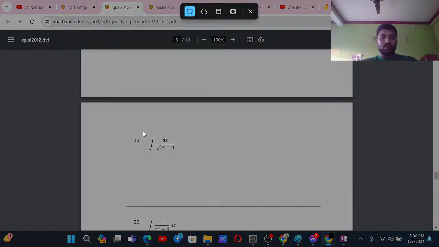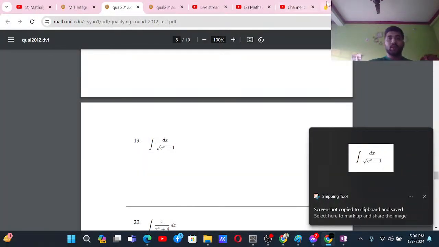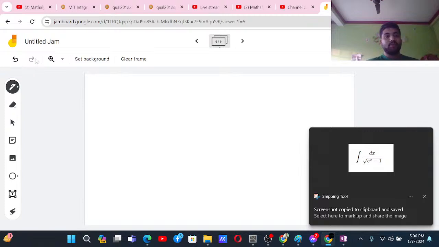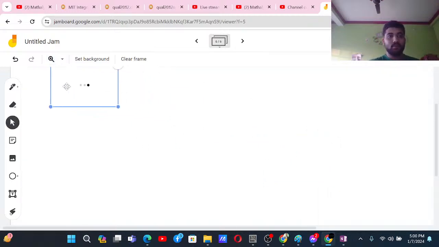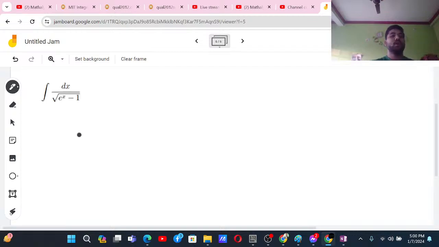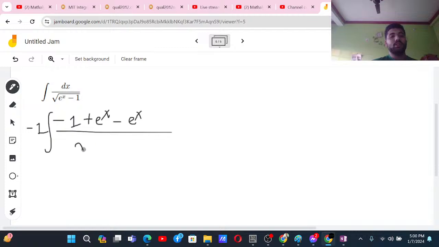So this one is also an easy problem. Basically, in the beginning there were some hard problems, but now at the end there are only easy problems. Now for this, you can just introduce a minus sign over here, and then minus 1 plus e to the power x minus e to the power x. This is a common trick which you can know. This is root under e to the power x minus 1.